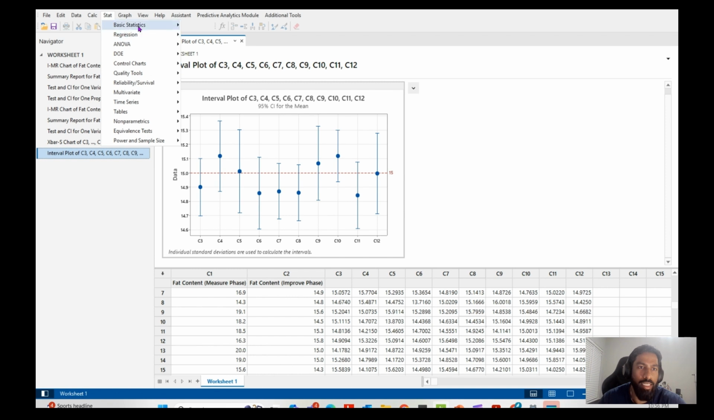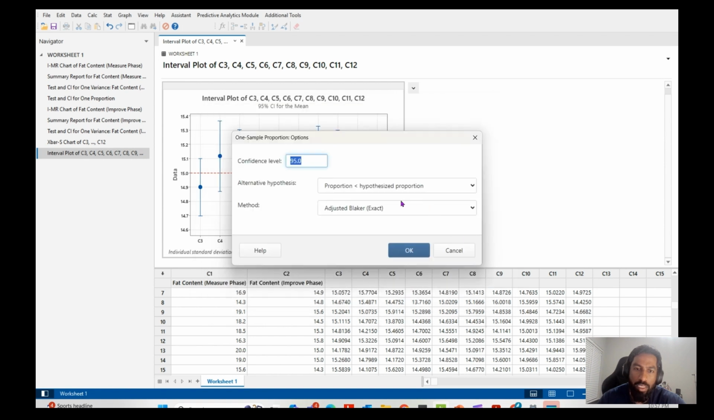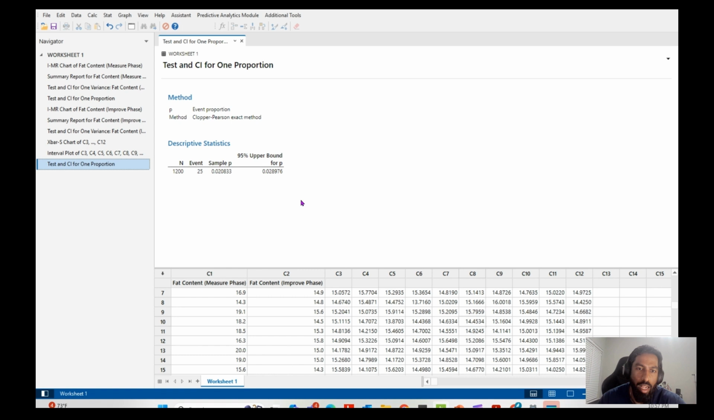To do that, go to stats, basic statistics, one proportion, and summarize data. The number of events is 25. 25 is the number of dissatisfied customers. Number of trials will be 1200. And go to options. Since we were looking for the upper bound on dissatisfied customers, we keep proportion less than the hypothesized proportion. Confidence level is 95. This method is fine, and hit OK. And that shows that the upper bound is about 0.028.